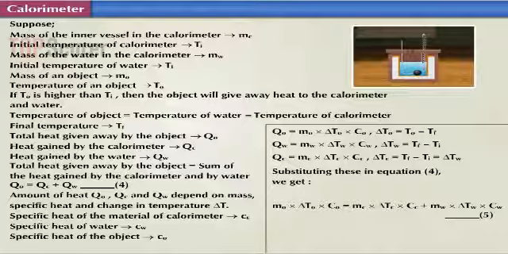We can measure all the masses and temperatures. If we know the specific heats of the material of the calorimeter, that is copper, and that of water, then the value of the specific heat of the object can be calculated using formula 5. Come, let us now solve numerical problems.